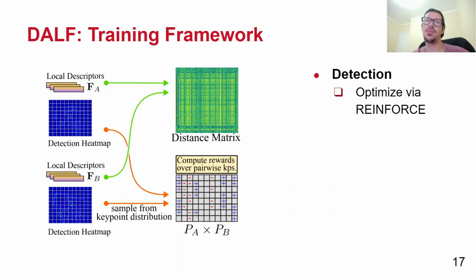During training, we sample from the detection heat map distribution. The detection heat map is divided into a grid of 8 by 8 pixel cells, each containing its own local key point distribution. This strategy is similar to the one proposed in DISC and allows one to deal with the inherently discrete process of selecting key points in a differentiable manner.